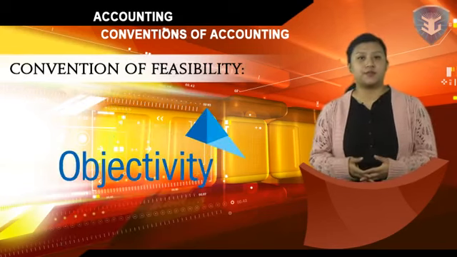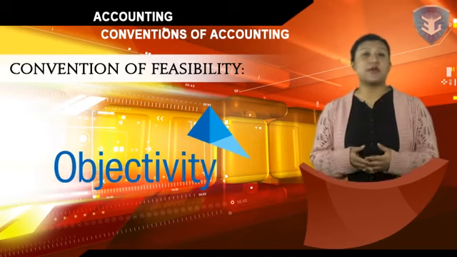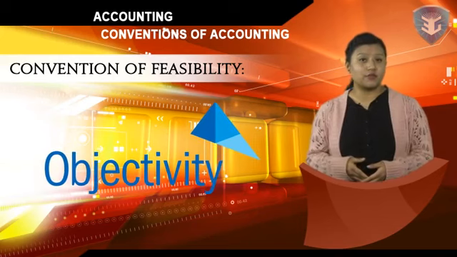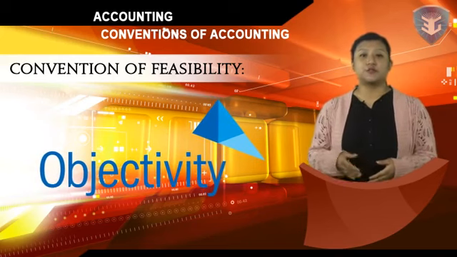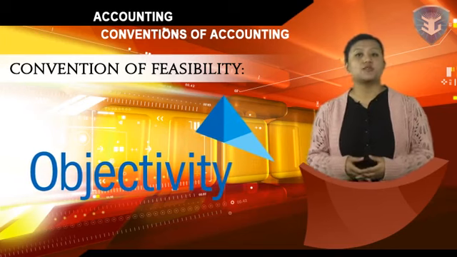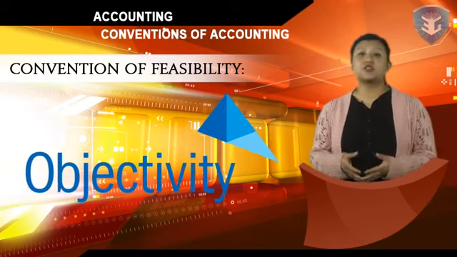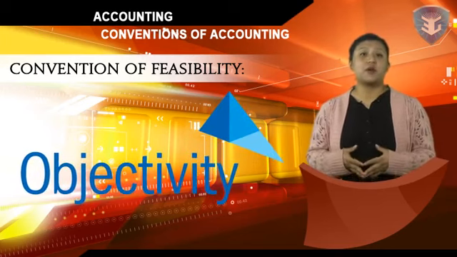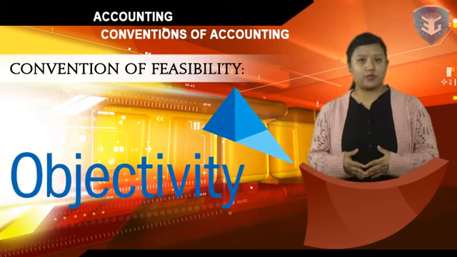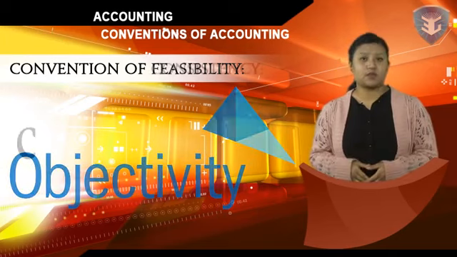Convention of feasibility. The convention of feasibility emphasizes that the time, labor, and cost of analyzing accounting information should be comparable to the benefits arising out of it. For example, the cost of oiling and greasing the machinery is so small that its break-up per unit produced will be meaningless and will amount to wastage of labor and time of the accounting staff.